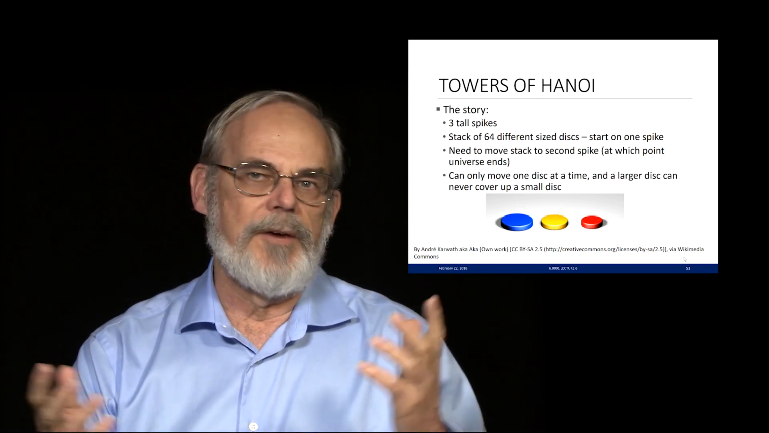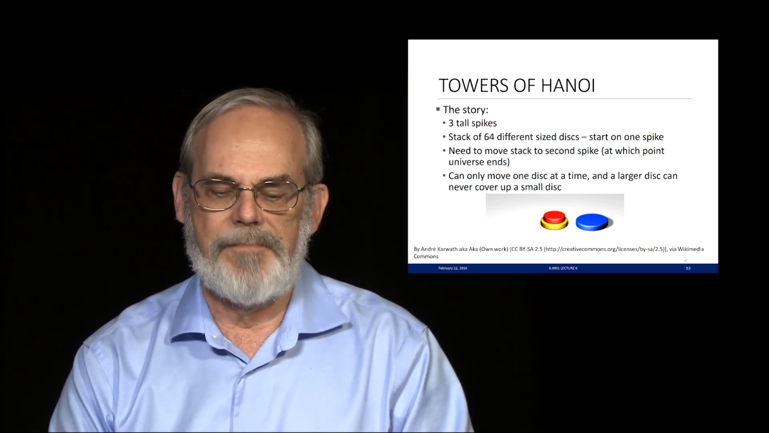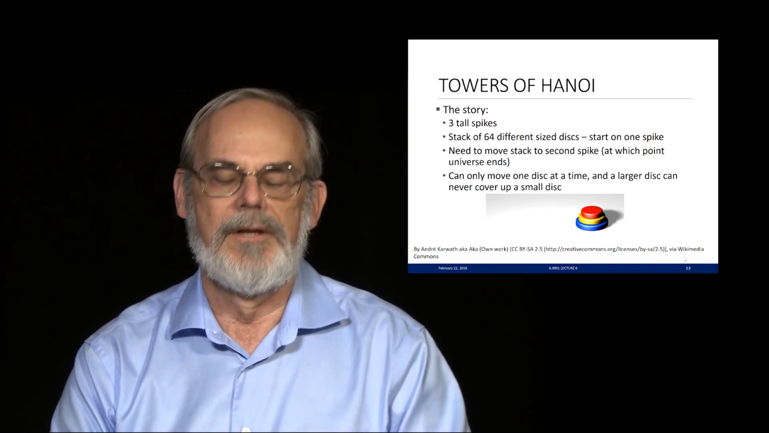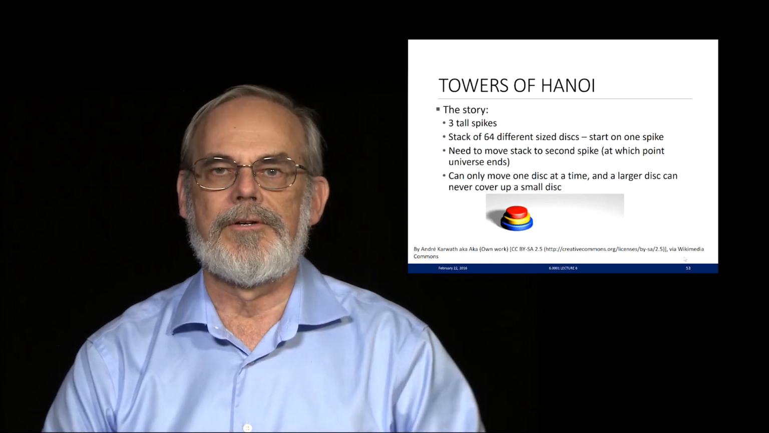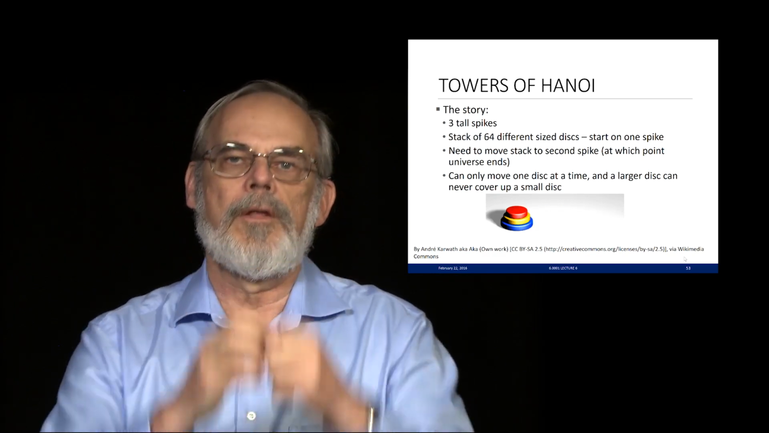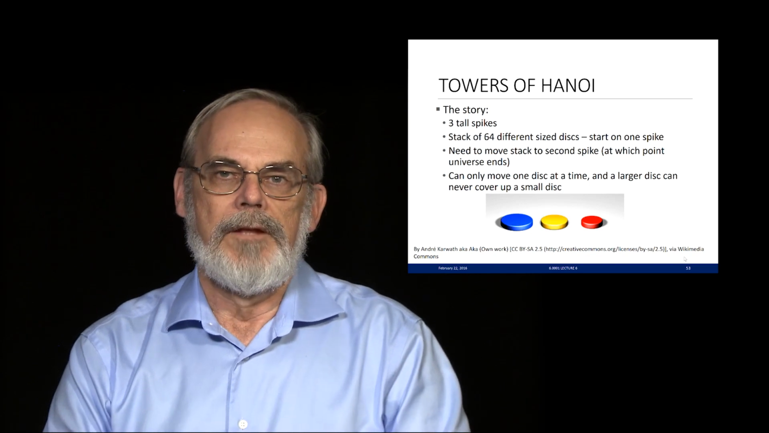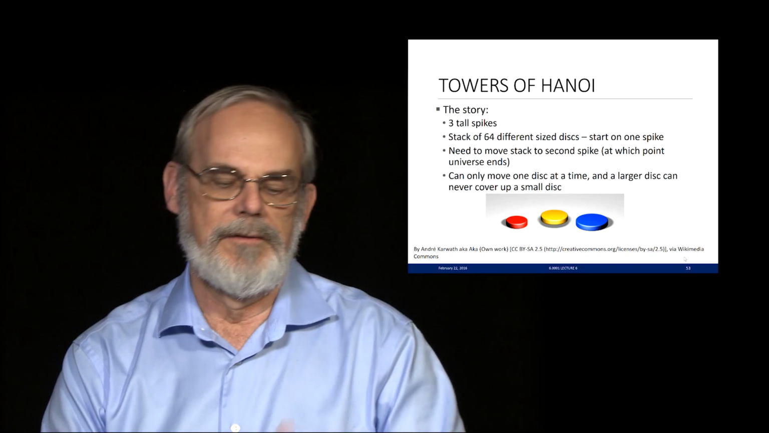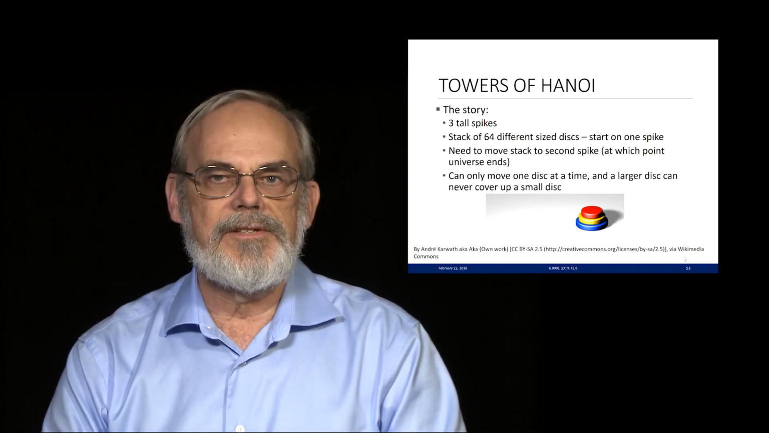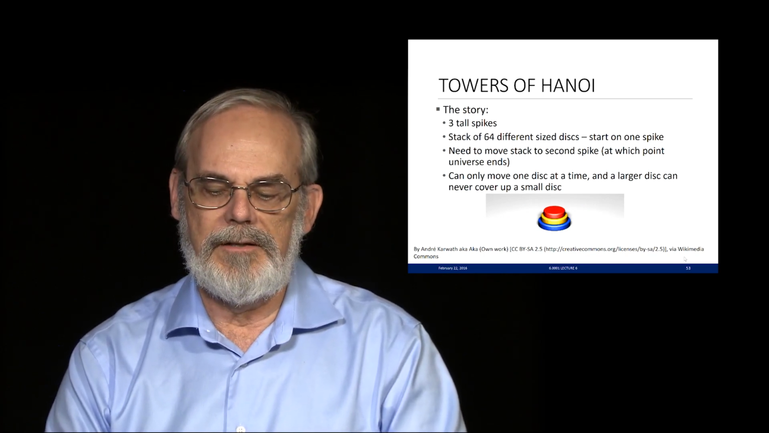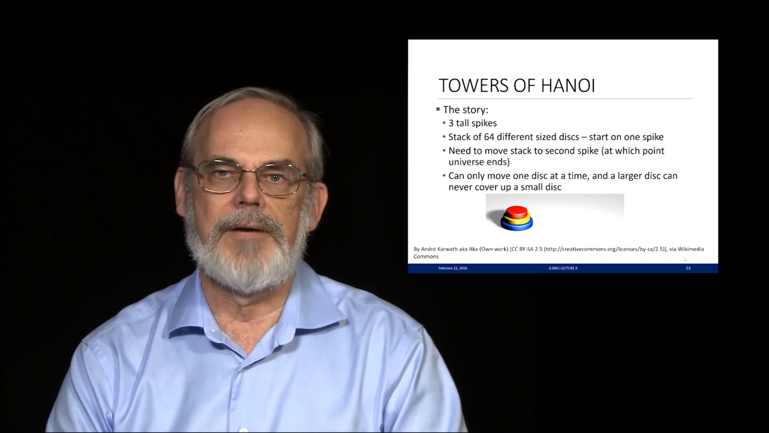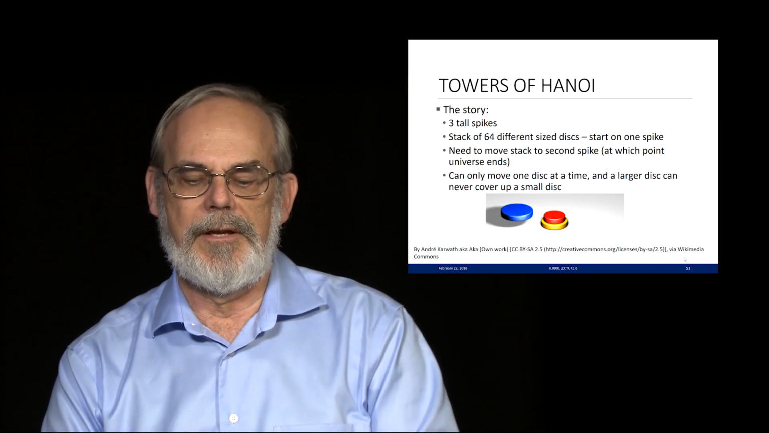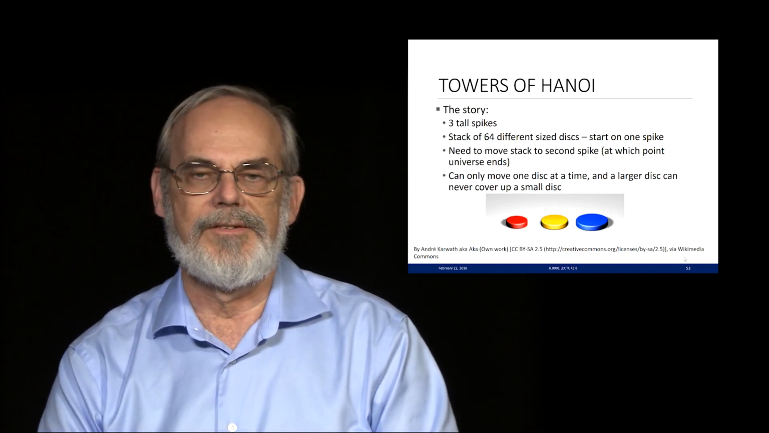The story is that somewhere in a temple in Hanoi, there are 3 tall spikes on which there are initially 64 discs of different sizes all stacked together in decreasing order, with the largest at the bottom going all the way up to having the smallest at the top. And the goal of the priests in this temple is to move the entire stack from one spike to another, moving one disc at a time, but with the property that they can never have a larger disc covering up a smaller disc. And there's a little animation you may be watching at the bottom here that's showing an example of that with a stack of size 3.